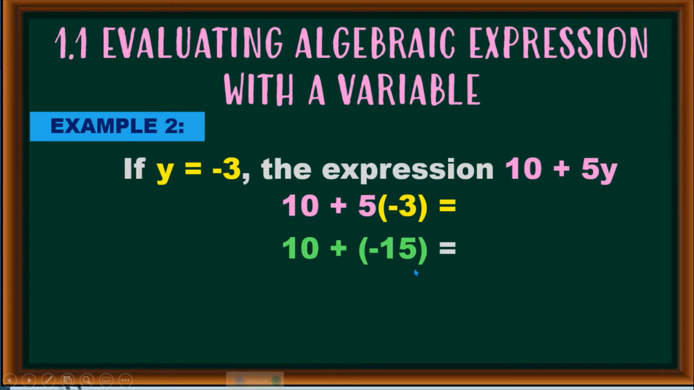So, ngayon, i-add naman natin sila. Sa addition of integers, kung matatandaan ninyo, pag magkaiba sila ng sign, we will subtract. So, 15 minus 10, that is 5. And then, get the sign of the highest absolute value, which is 15. Ang sign po niya is negative. So, the answer is negative 5.